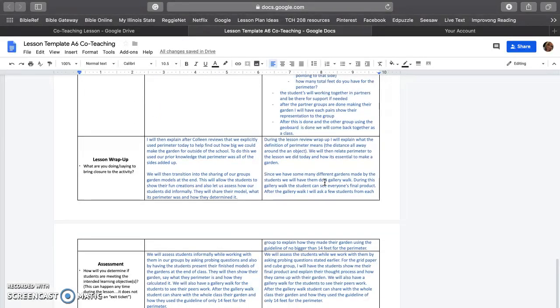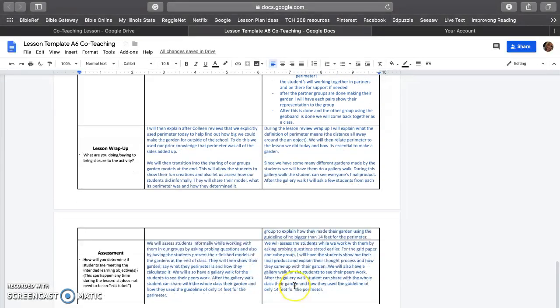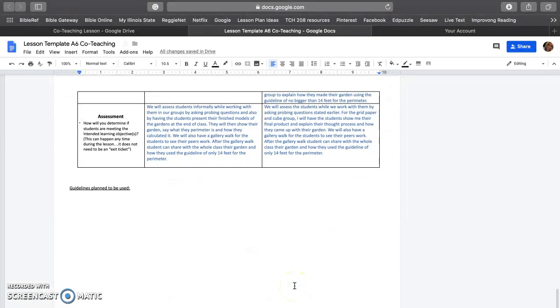For the lesson wrap up, we're going to have the students do a gallery walk to see all their peers' final products. More assessment will be having students, after the gallery walk, raise their hand and explain their final products to the rest of the class. And so that is our lesson plan.